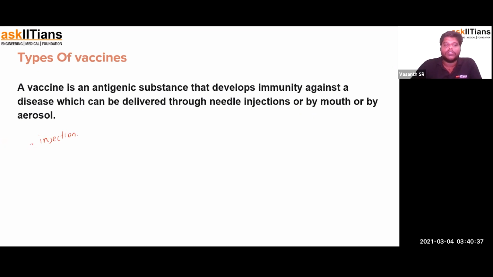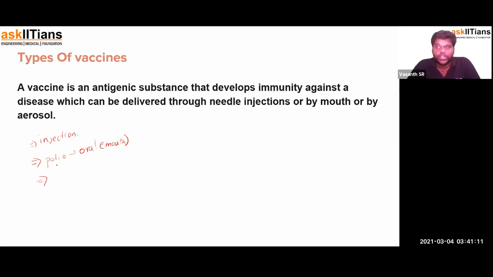When my son was very young, we gave him injections through needles. But every few years, the government organizes polio virus vaccination. Polio is taken orally, through the mouth. And then some of the vaccines are taken through aerosols.